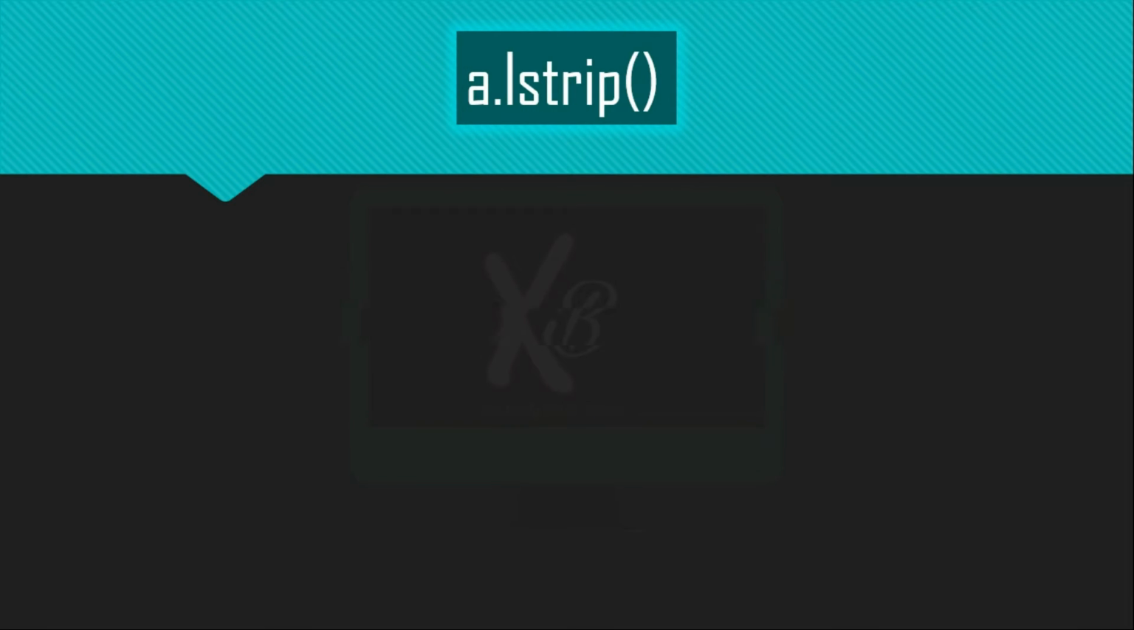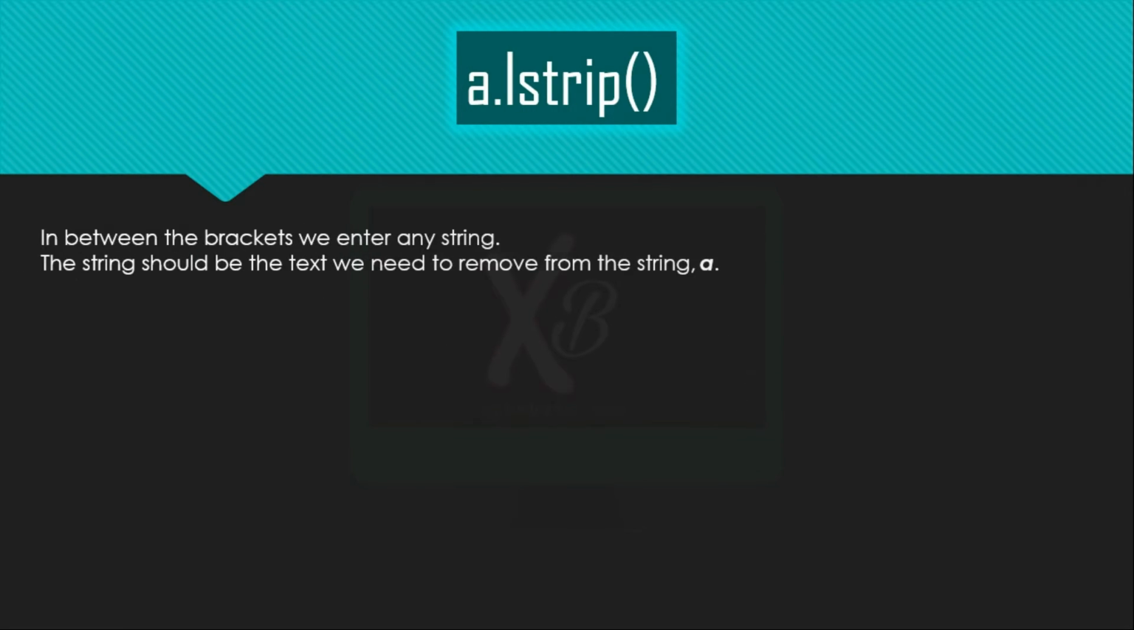So let's see about a.lstrip. Now a is a string here, and in between the brackets of lstrip we enter a string, the text we need to remove from the string a. That string should be there in the main string, that is our main string, small a. So any character we put in the bracket should be in the main string, that is a.